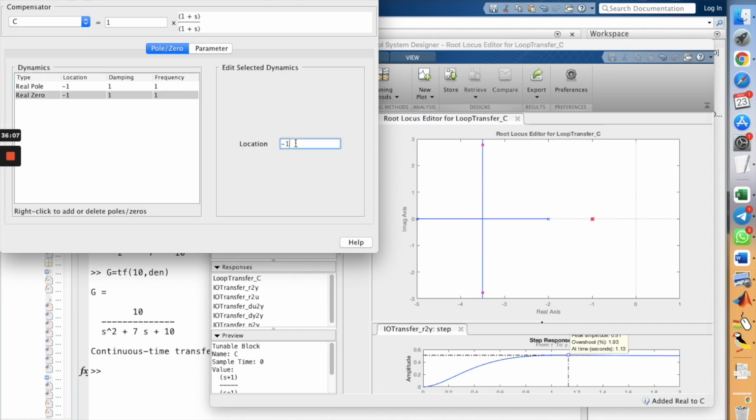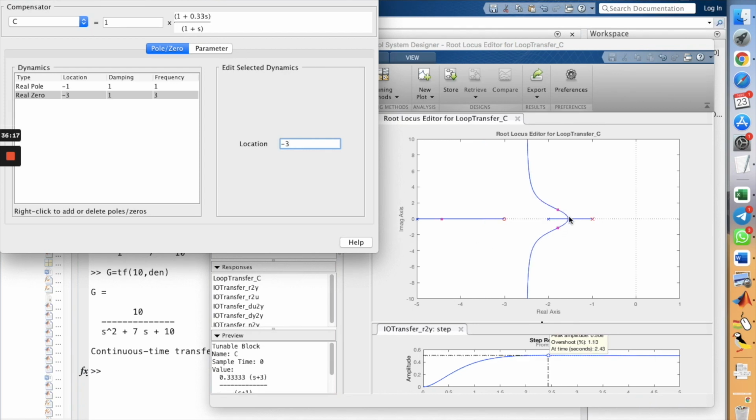So let's say we move the zero located at -3, for example. You can see here the root locus on this imaginary axis bends to the left. It is opposite to what we have seen just now. When we introduce poles, the root locus will bend to the right. However, when we introduce a zero to the system, the root locus will bend to the left.